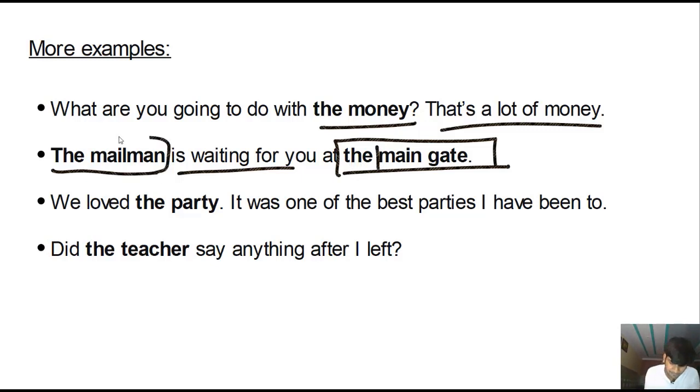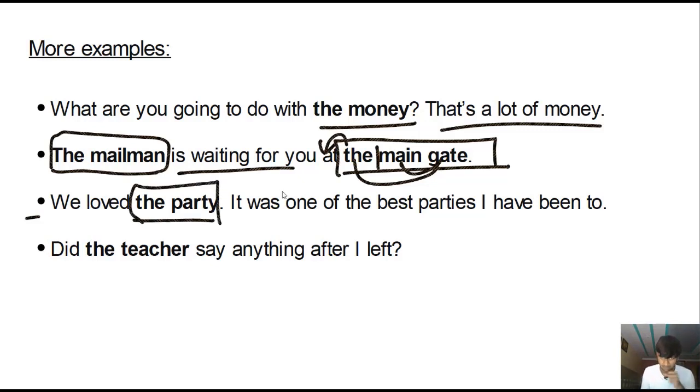So here, this is the noun phrase, the mailman, working as the subject. Mailman is the noun. The is a determiner, a definite article. Main is an adjective. Gate is the noun. This is the object of the preposition at. We loved the party. We're talking about a particular party. It was one of the best parties I have been to.